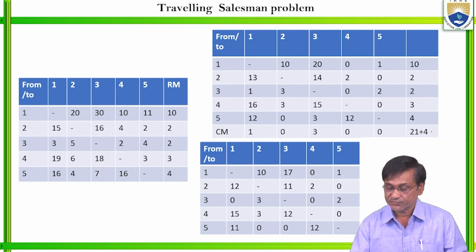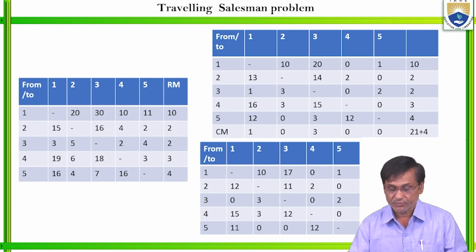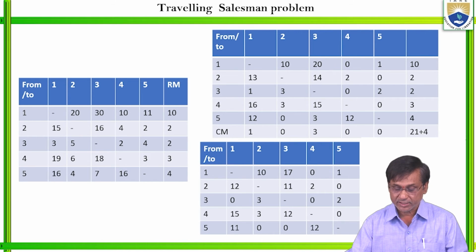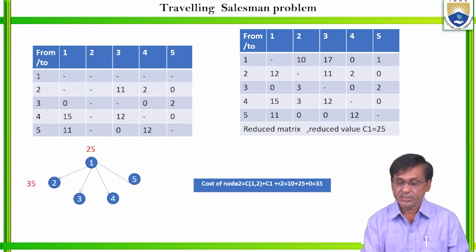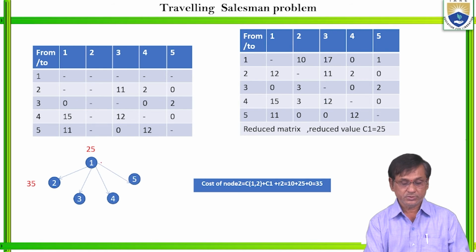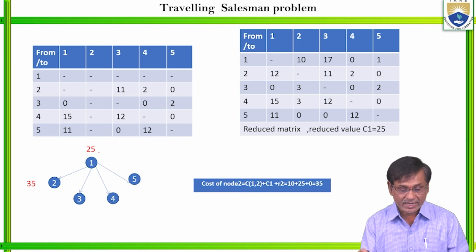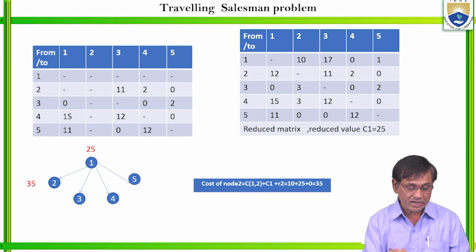So 21 plus 4 is 25. 25 is the reduced value, and the reduced matrix is this. So this is the reduced matrix. So reduced cost is 25. That indicates that this is the lower bound for this problem. The lower bound for the problem is 25. So after calculating this, we can see what are the other options available.